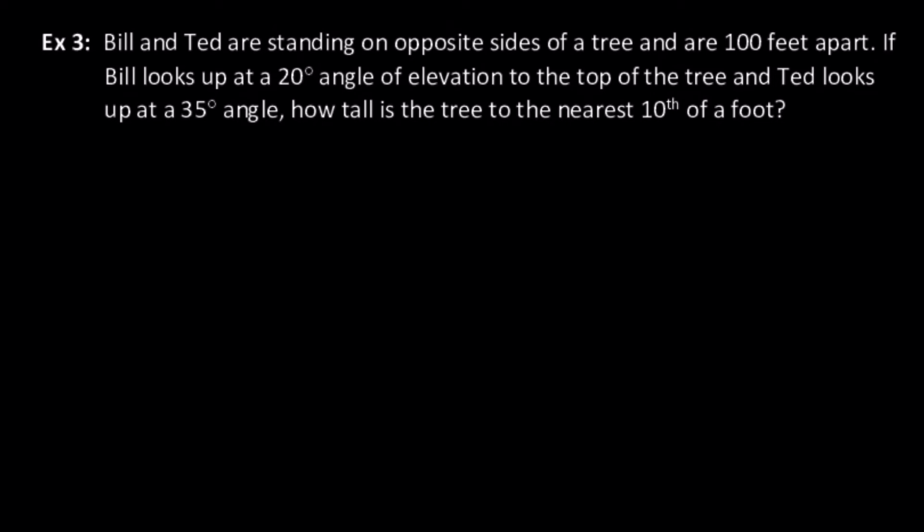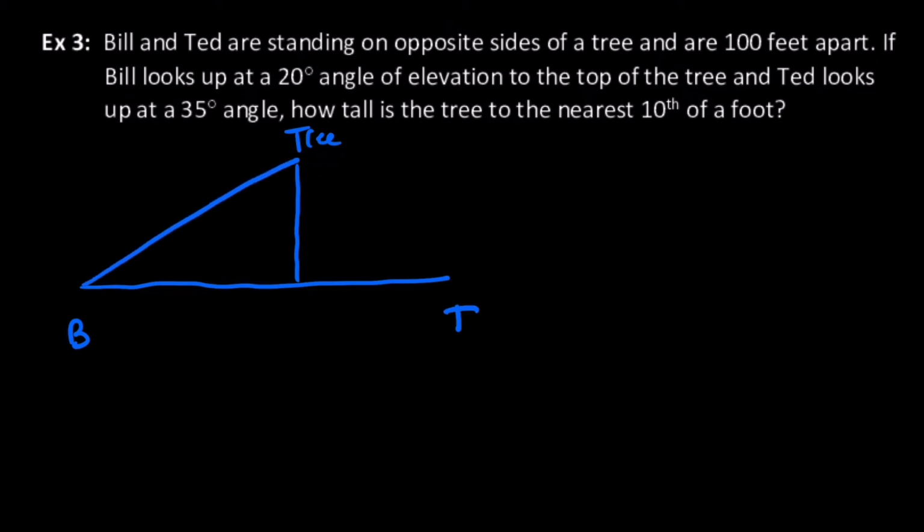All right, well, this diagram is a little bit more confusing. So we've got a tree. All right, I'll call that tree. And Bill and Ted are on opposite sides. So we'll put Bill over here, we'll put Ted there. Bill looks up at a 20-degree angle. Ted looks up at a 35-degree angle. And Bill and Ted are 100 feet apart.